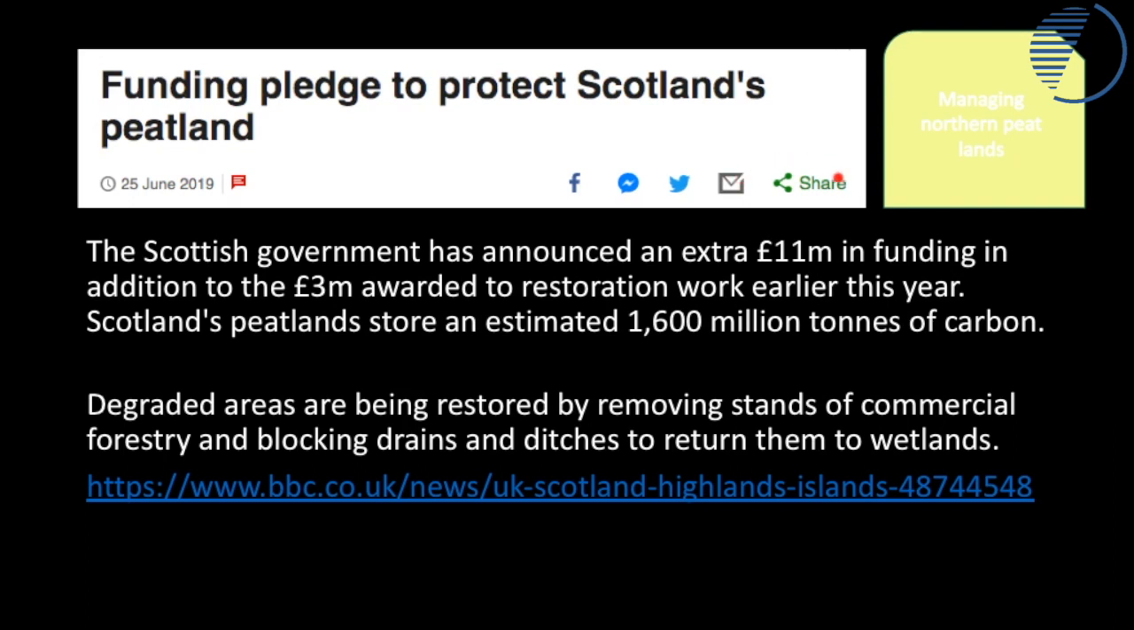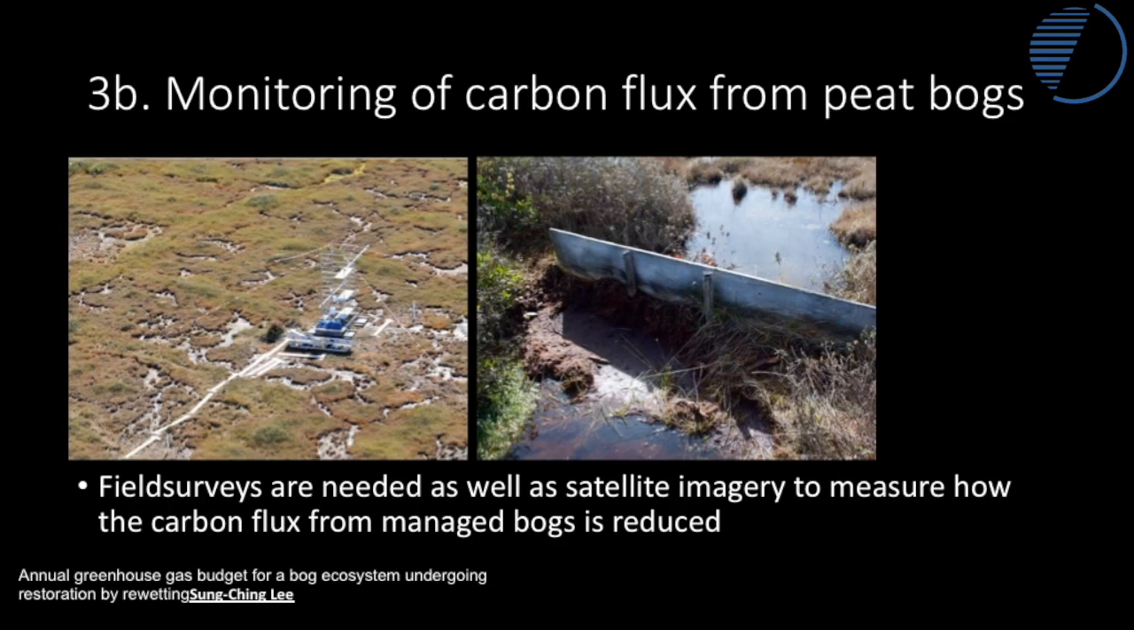So recently, in June this year, 11 million extra pounds of funding has been added to try to restore peat bogs in Scotland. And the way in which that's taking place is many scientists across the world are working to try to check and monitor: do these measures work?